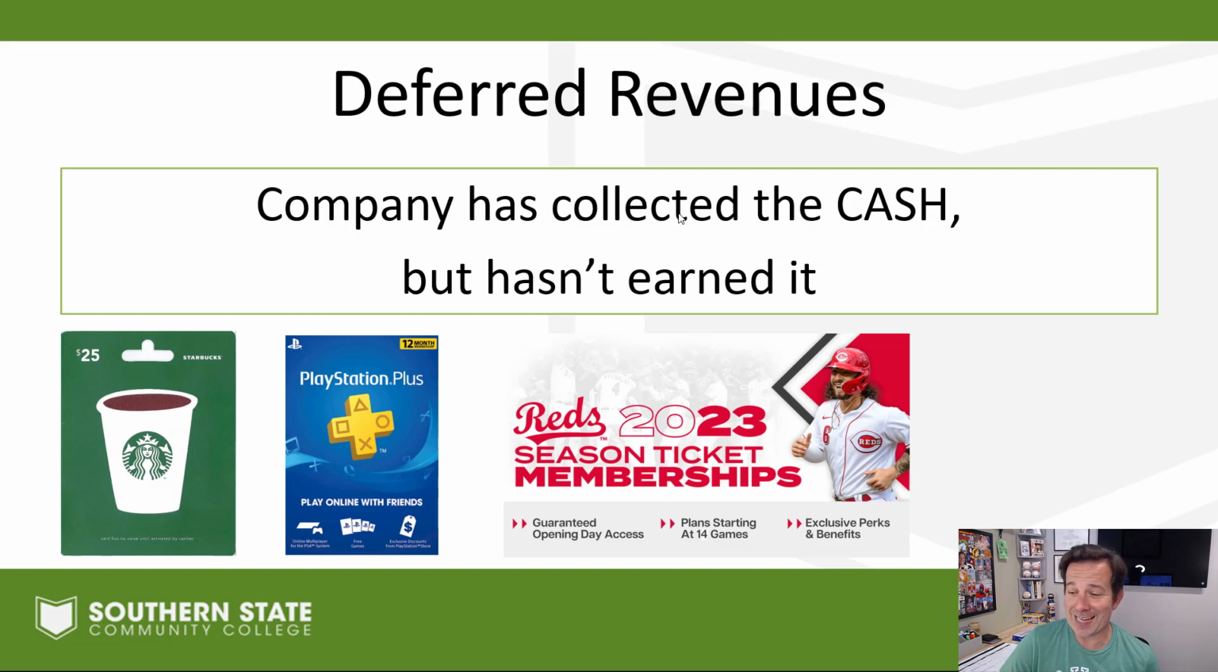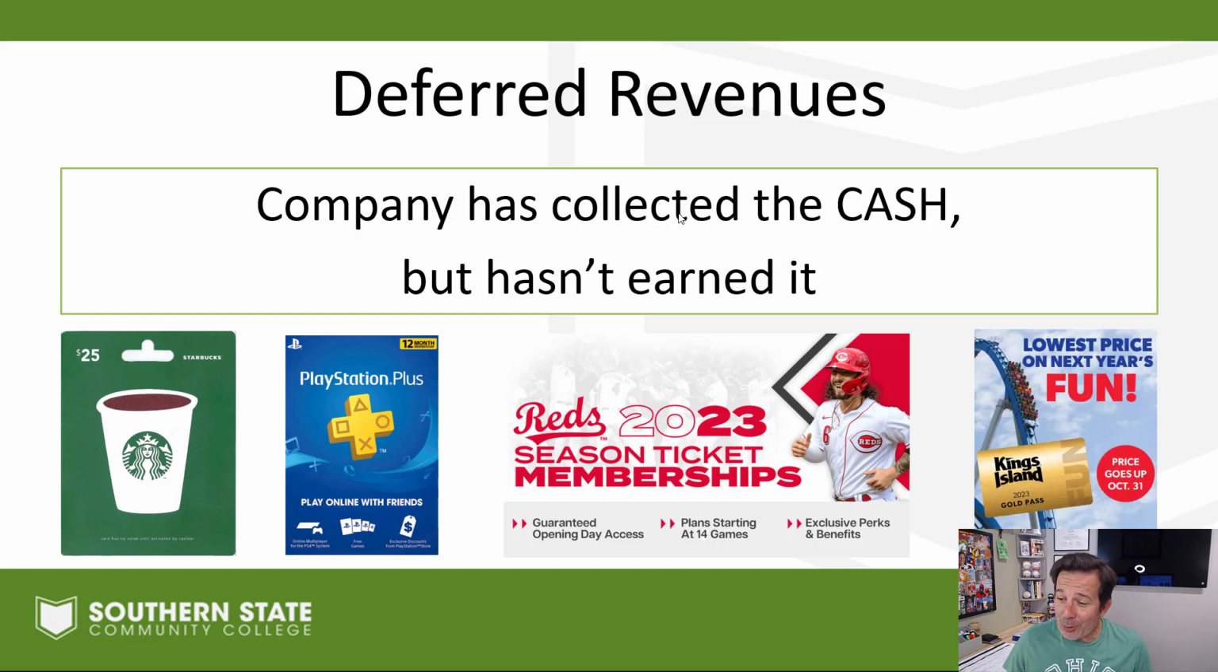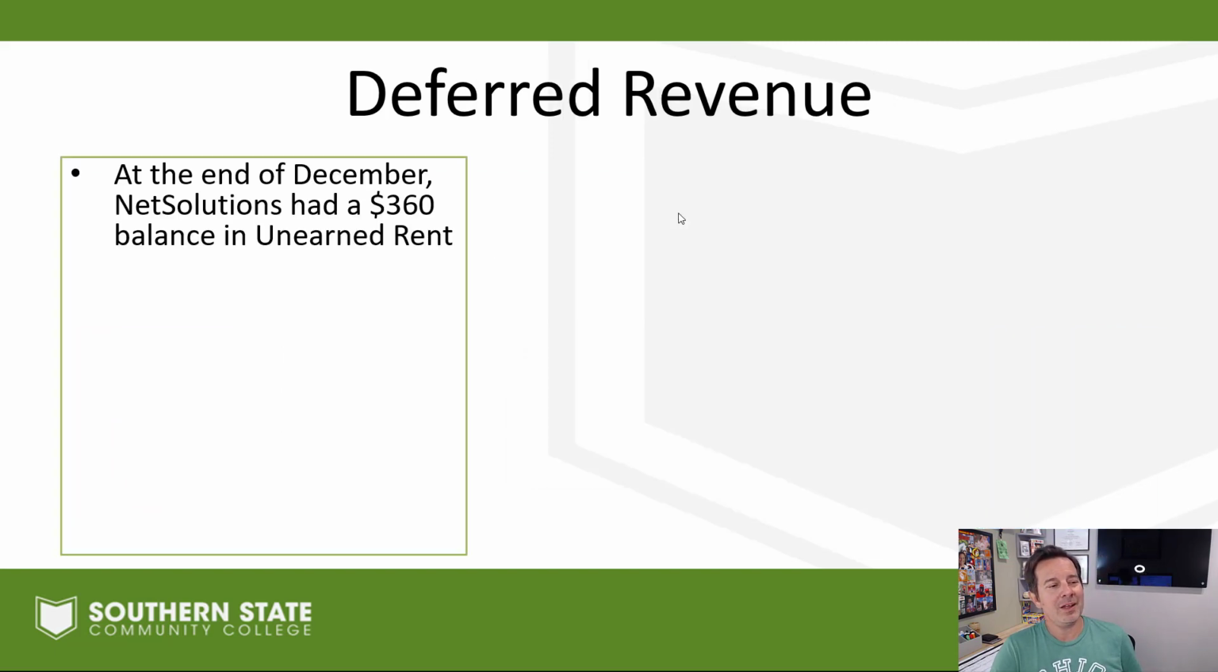Or maybe, one more example, you buy a gold pass for Kings Island down in Mason, and you pay for that in maybe November, December, January. You pay the money for your season pass, and you can use it all year long when the park is open. You pay the money up front. The business hasn't earned it yet. They've got to open the park and earn that money. So, deferred revenue. I'll also call it unearned revenue. Deferred revenue or unearned revenue is when the company takes your money, but they haven't earned it yet, haven't provided anything yet.